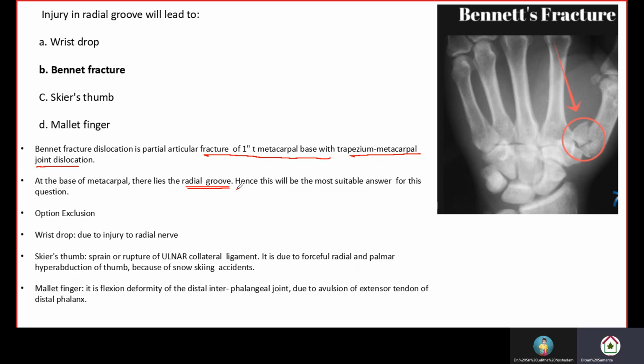Skier's thumb is a sprain or rupture of the ulnar collateral ligament due to forceful radial and palmar hyperabduction. So ulnar collateral ligament rupture and forceful radial and palmar hyperabduction of the thumb, especially in a snow skiing accident. Remember the mechanism, forceful radial and palmar hyperabduction of the thumb: Skier's thumb. This is also important. Hyperabduction of thumb.